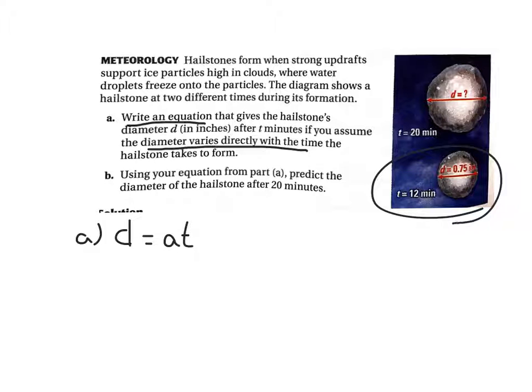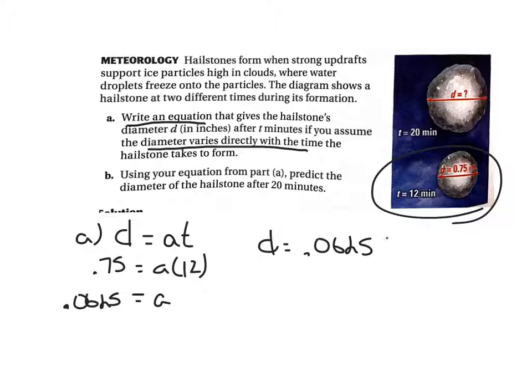I'm going to use this bottom picture because I know both numbers. The diameter is 0.75. The time is 12 minutes. So I'm just going to divide both sides by the 12. 0.75 divided by 12 gives 0.0625. That is my constant of variation. So my equation is: the diameter is 0.0625 times the time.